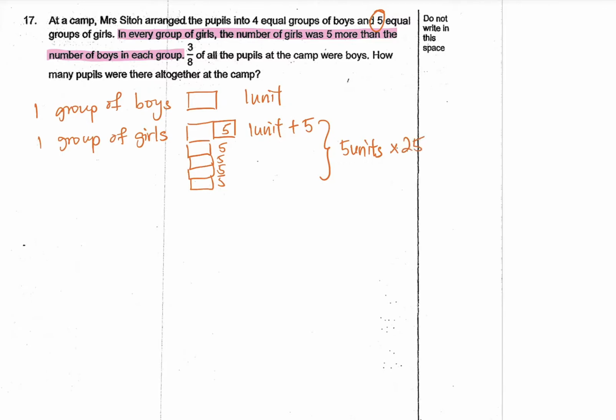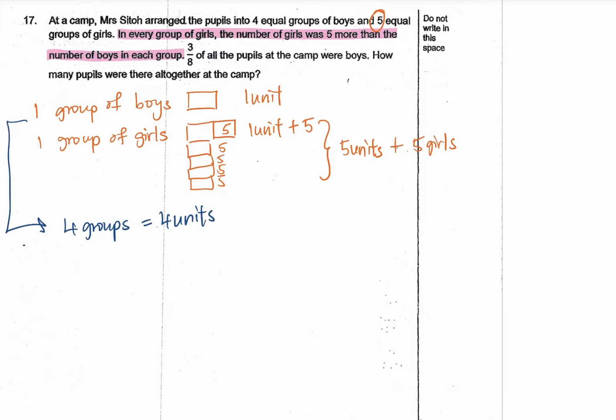times 25 girls. 5 units plus 25 girls, sorry. Let's go back to this. One group of boys is 1 unit, so 4 groups will be 4 units. Okay, so we've got all that we know so far. Let's continue with the question.